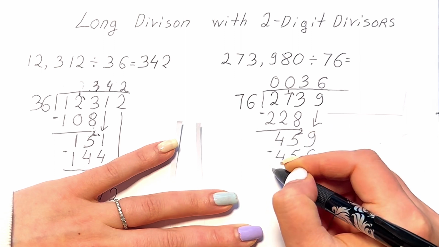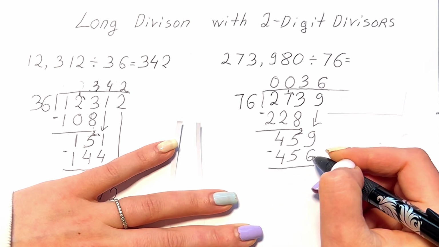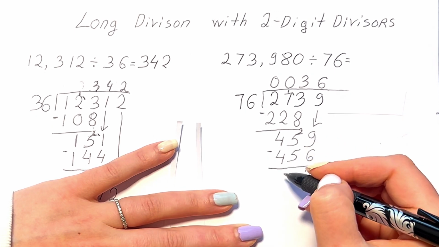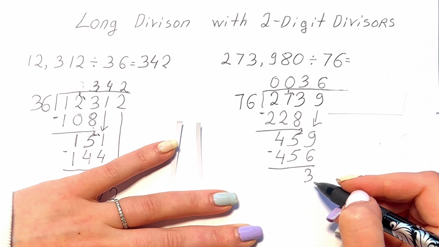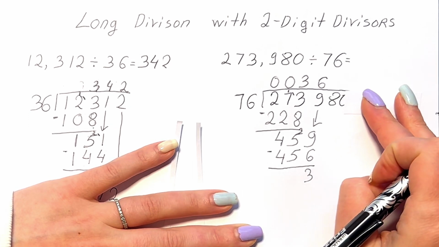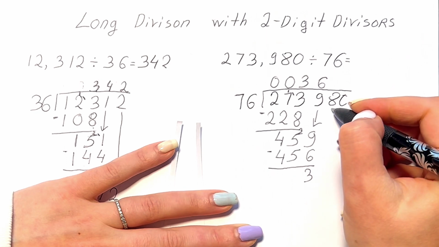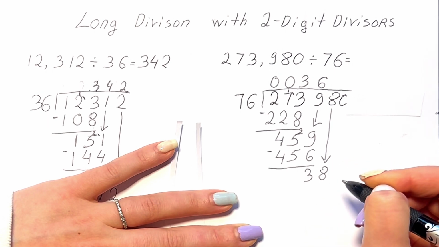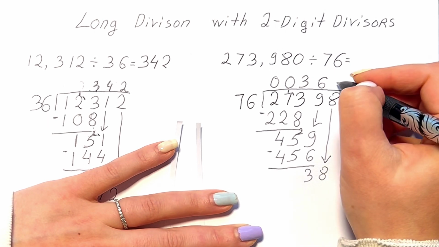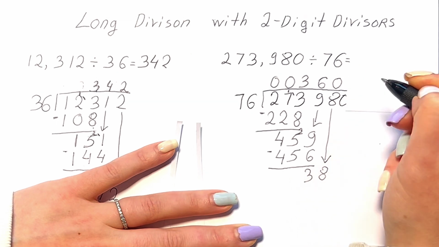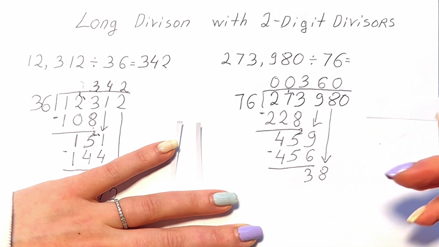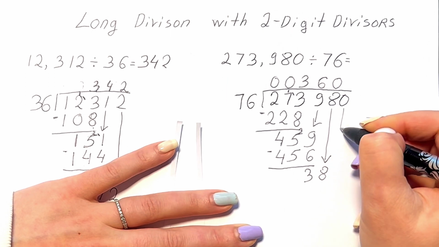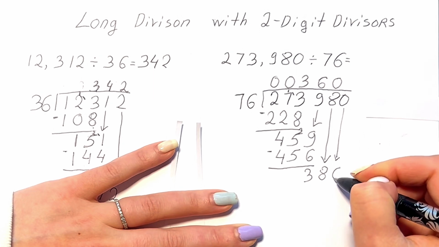Let's subtract and get the remainder. 9 minus 6 is 3. 5 minus 5 is 0. 4 minus 4 is 0. So my remainder will be 3. Let's bring down the next digit. Okay, 76 goes to 38 0 times. So I'm gonna bring down the next digit because I brought down the 8 and it's not enough. So I'm gonna bring down the 0.